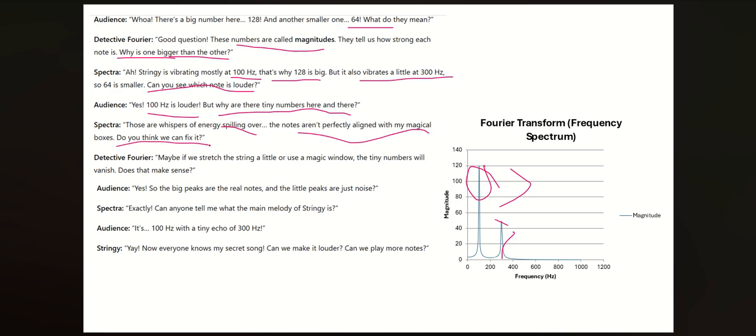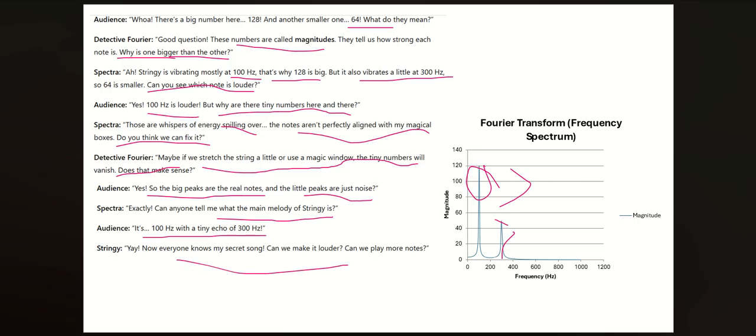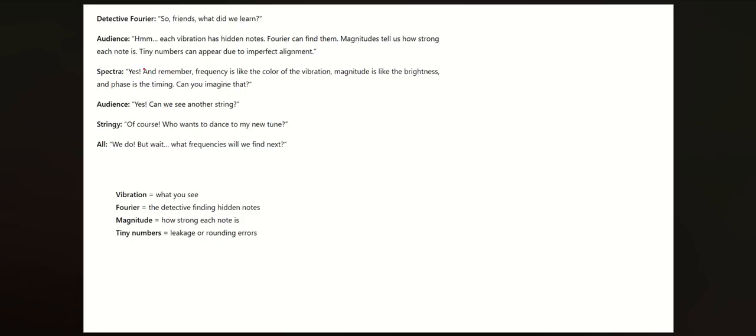Do you think we can fix it? Maybe if we stretch the string a little, use a magic window, the tiny numbers will vanish. Does that make sense? So the big ones are the real notes and the little peaks are just noise. Can anyone tell me what the main melody of this string is? It's 100 hertz with a tiny echo of 300 hertz. Now everyone knows my secret song. Can we make it louder? Can we play more notes?